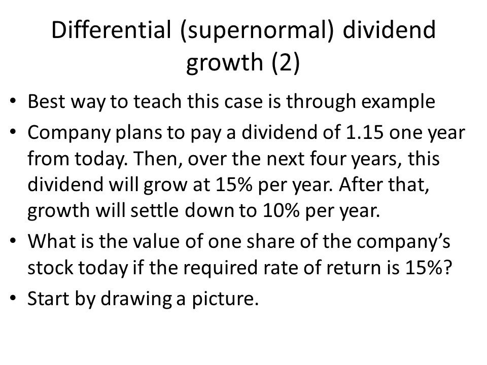Okay, so here we go with an example for differential or supernormal dividend growth. The problem reads like this. The company plans to pay a dividend of $1.15 one year from today. That's D1. Then, over the next 4 years, that dividend will grow at 15% per year. After that, the growth will settle down to 10% per year. The question is, what's the value of one share of the company's stock today if the required return is 15%? I am a visual thinker when it comes to these problems, and I think the very best thing you can do when you get one of these supernormal or differential dividend growth problems is to start by drawing a picture. So that's what we're going to do next.